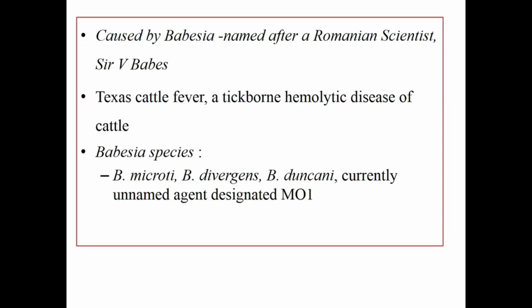Okay, babesiosis. It belongs to the same family as malaria, the Plasmodium. It is caused by Babesia, which was named after a Romanian scientist, Sir V. Babes. It is also known as Texas cattle fever, and it is tick-borne. It's caused by the vector, the tick, and it causes a tick-borne hemolytic disease of the cattle. And the Babesia species which are important in humans are Babesia microti, Babesia divergens, Babesia duncani, and currently an unnamed agent is also there, which is known as MO1. Those are the Babesia species which cause human infection.